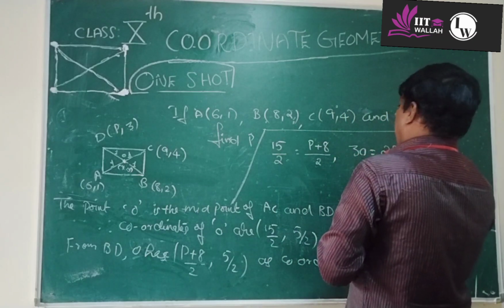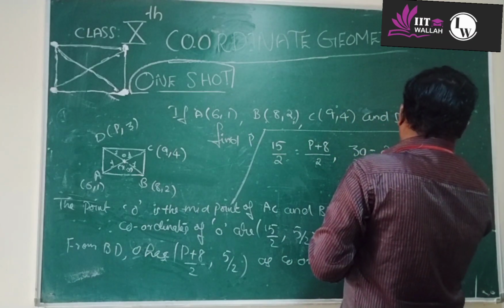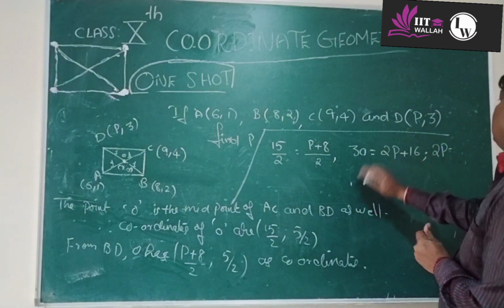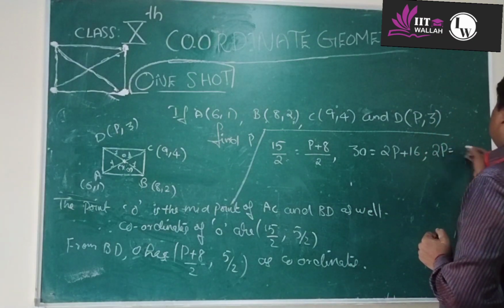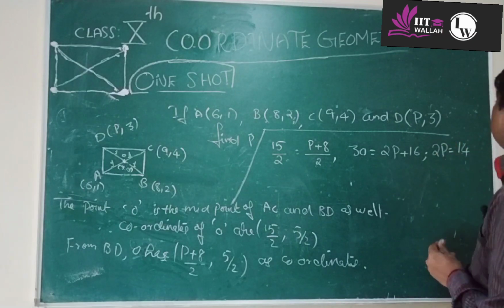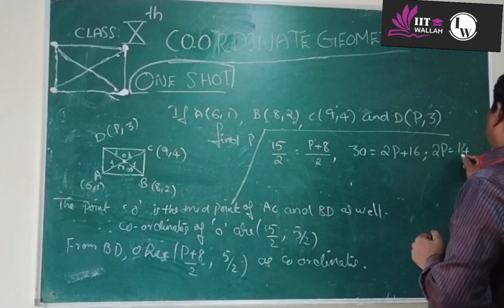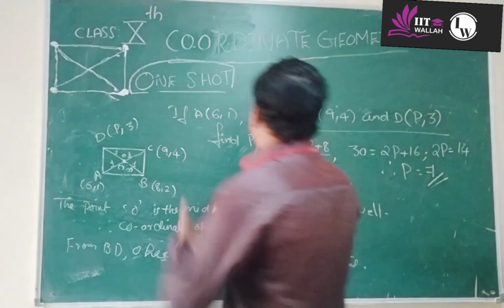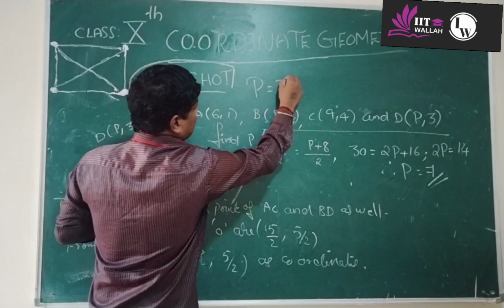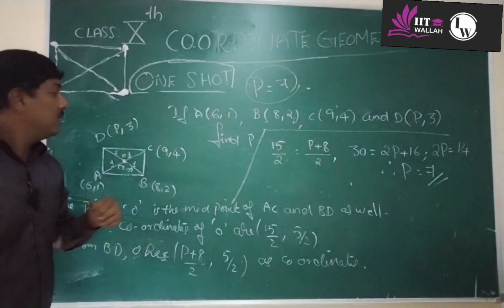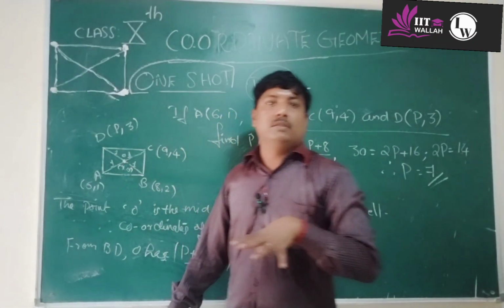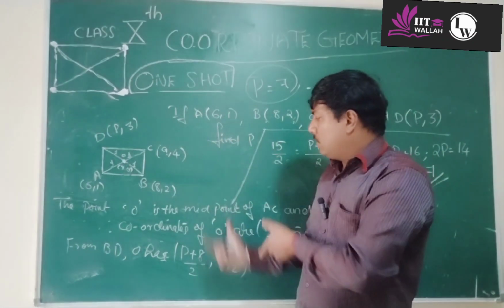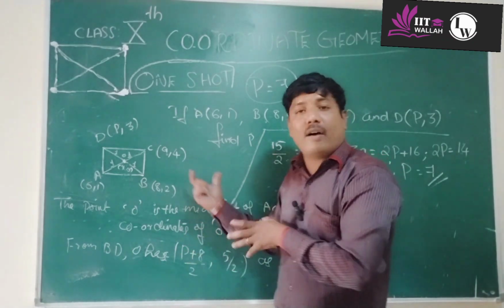2p plus 16. Therefore, 2p is equal to 30 minus 16, 14. Therefore, p is equal to 7. So the value of p we got nicely, 7. Okay? This question you can see in your textbook. Open your textbook and see the question and listen how I solve this. Understand how I solve this.